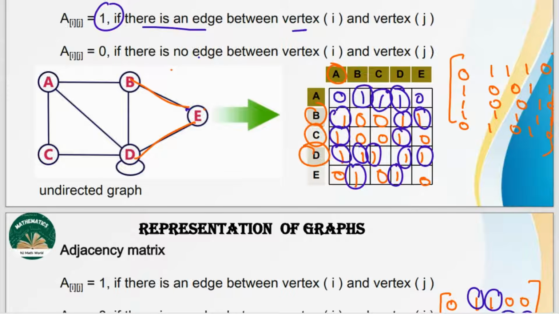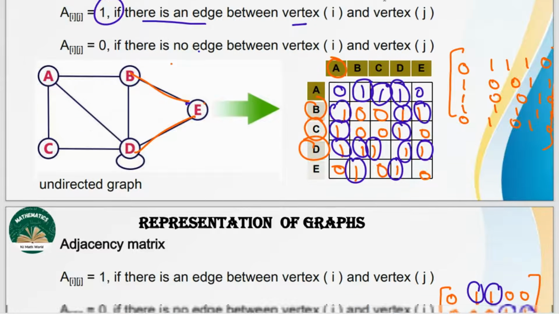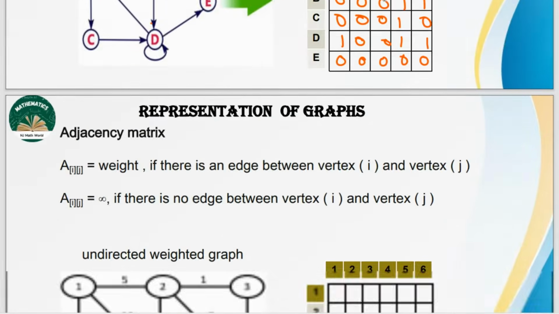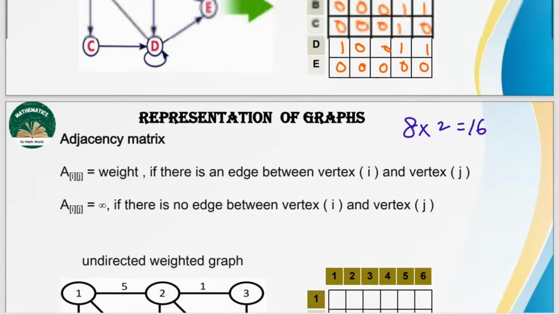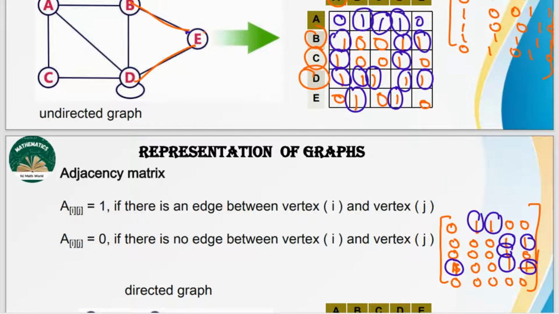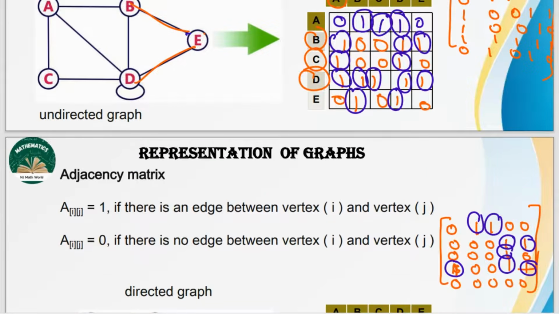So here the self loop we can consider as 2, therefore it will come here. If it is 8, the other one will be 16. The undirected graph will have double. That is, if a directed graph has 8 edges, the undirected will have 8 into 2, that will be 16 edges. So for the self loop you can consider it as 2. If I take the self loop, that is D to D, as 2, then the total will be 18.